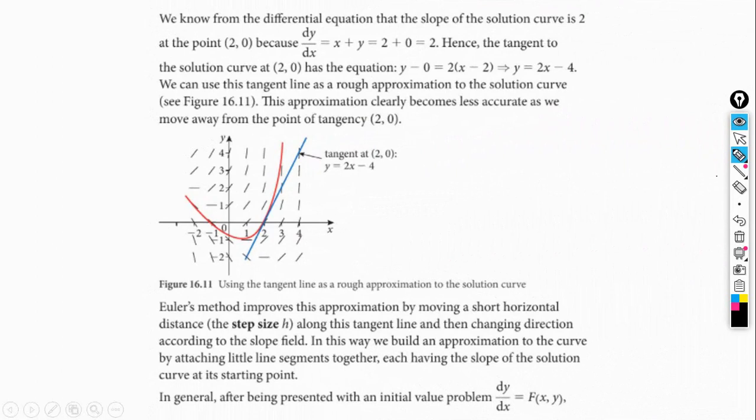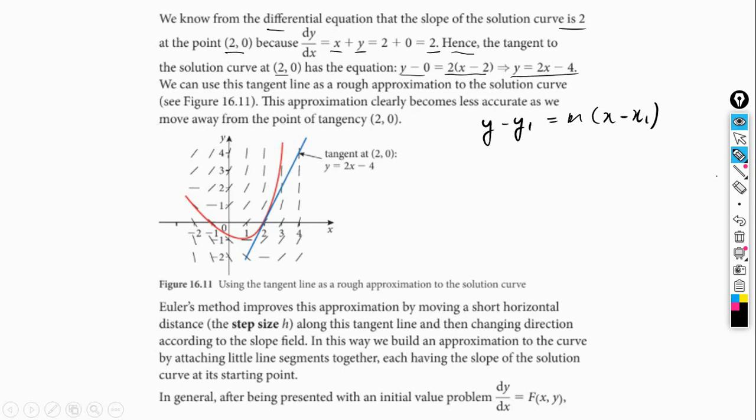We know from the differential equation that the slope of the solution curve is 2 at the point (2, 0), because if we plug in 2 for x and 0 for y, we get 2. Hence, the tangent to the solution curve at (2, 0) has the equation y minus 0 equals 2 times (x minus 2). This is just the point-slope formula. Recall that y minus y1 is equal to m times (x minus x1). So it's just plugging in the point and the slope, right? So we get y equals 2x minus 4.